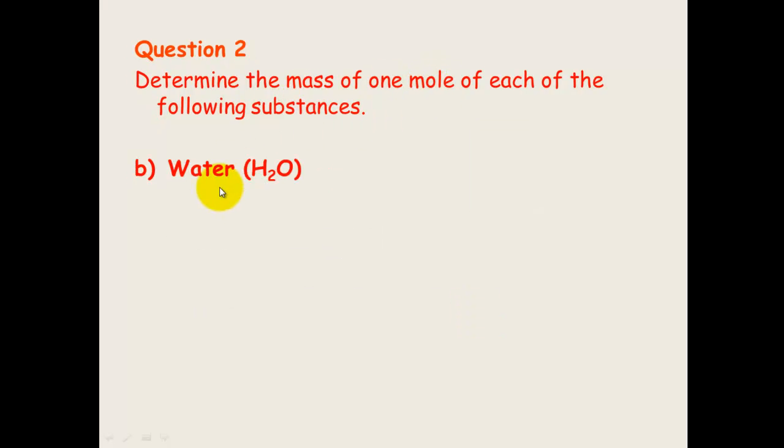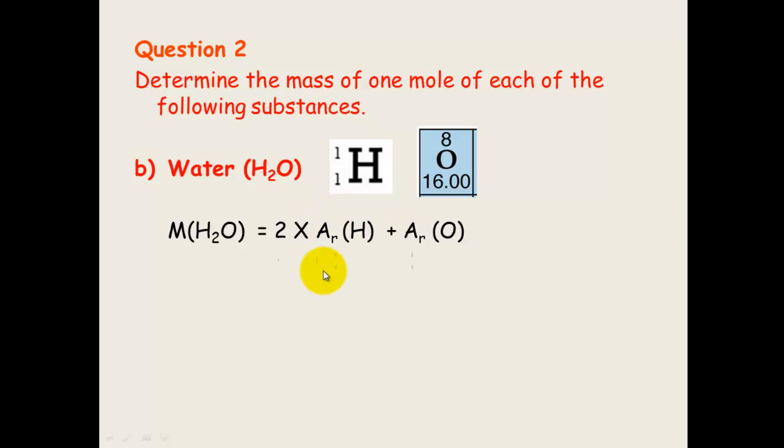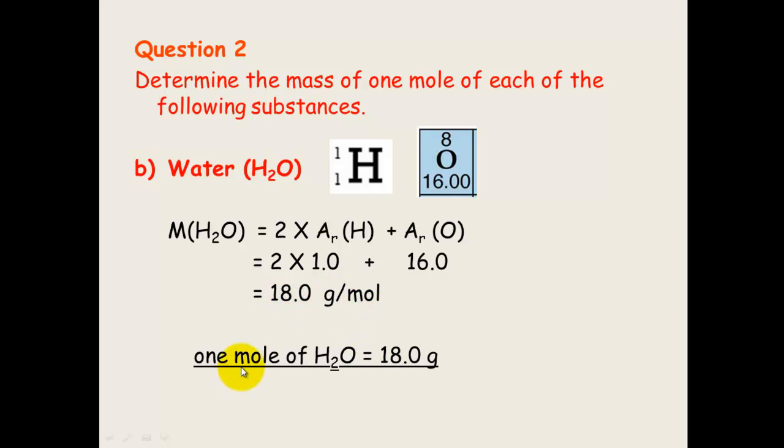The mass of 1 mole of water. So the molar mass of water is going to equal 2 times the relative atomic mass of hydrogen, because there's 2 hydrogens, and 1 times the relative atomic mass of oxygen. We look at the periodic table again, and we'll see that the relative atomic mass of hydrogen is 1, so we'll need 2 times 1, and the relative atomic mass of oxygen is 16, so we'll need 1 times 16, which equals 18.0 grams per mole. This means that 1 mole of water will weigh 18 grams.